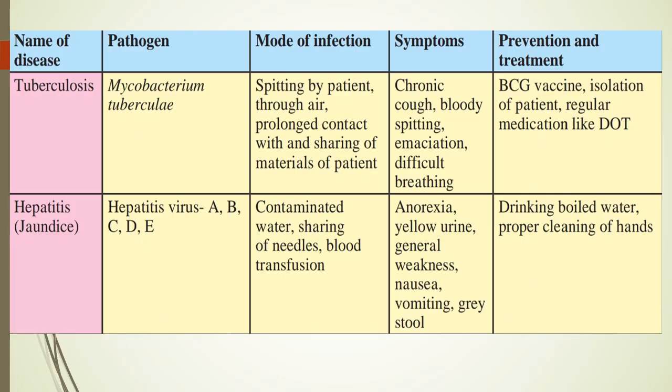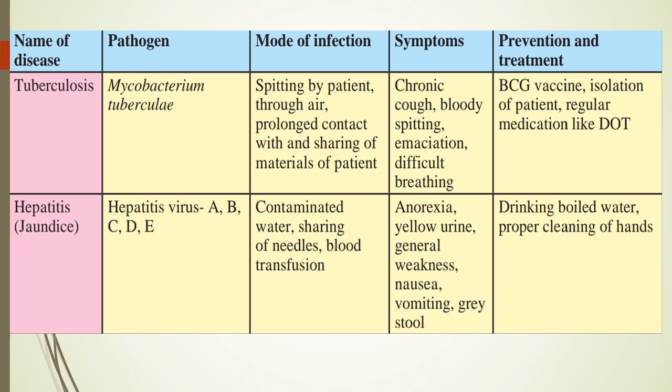Now here we have a table stating the name of a particular disease, pathogen, mode of infection, symptoms, and prevention and treatment. Pathogen means the virus or the bacteria which causes that disease. Now one by one we will look into it.